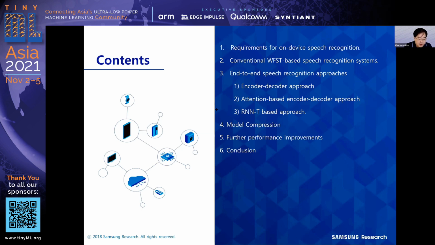And for on-device speech recognition, one of the most important factors might be model compression. So I'll talk about what kinds of techniques have been employed for successful on-device speech recognition. And finally, I'll talk about how we can further improve the performance, and I will end my talk with a short conclusion.